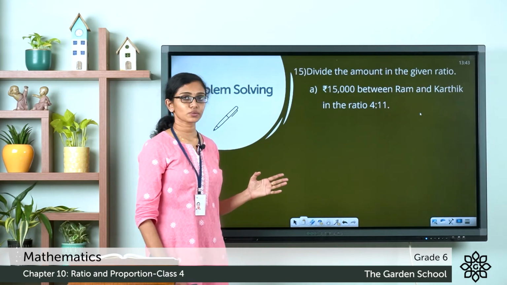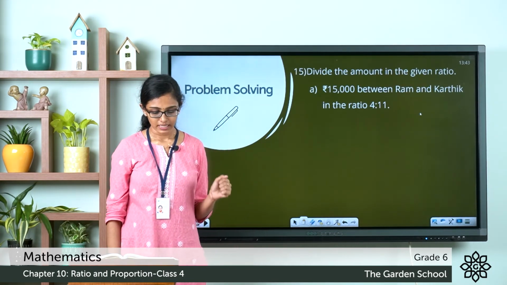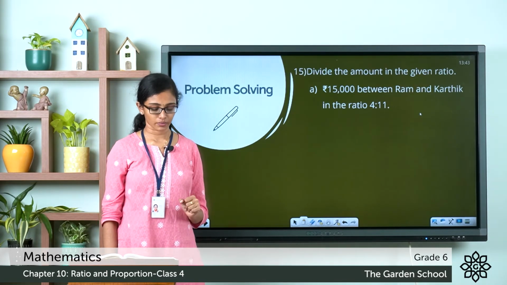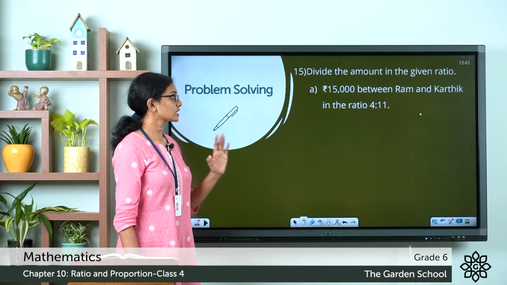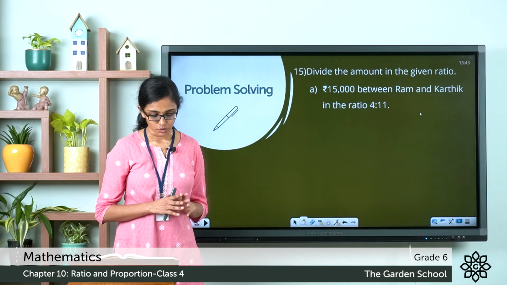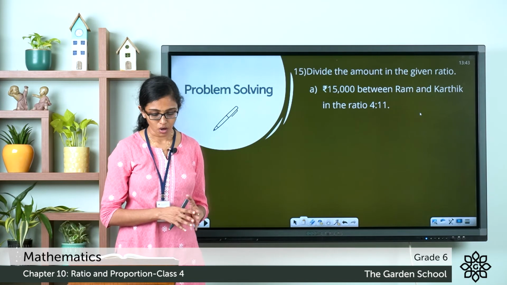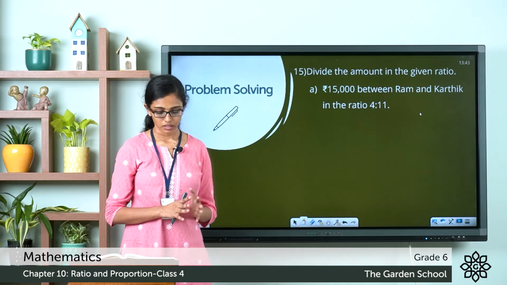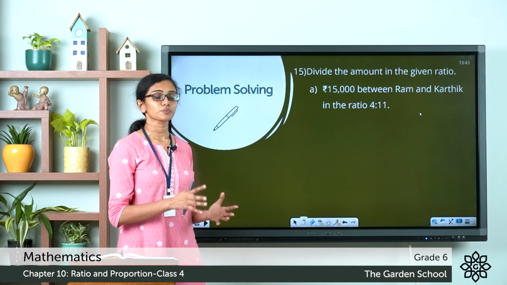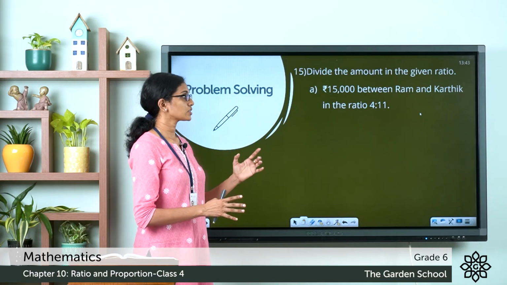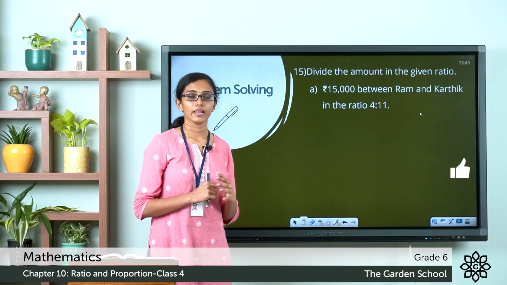Now let's see the next question, question number 15. Divide the amount in the given ratio. Three cases are given in the question. Let's see the first case as an example. It says rupees 15,000 between Ram and Karthik in the ratio 4:11. Here this means 15,000 rupees have to be shared between Ram and Karthik in the ratio 4:11.